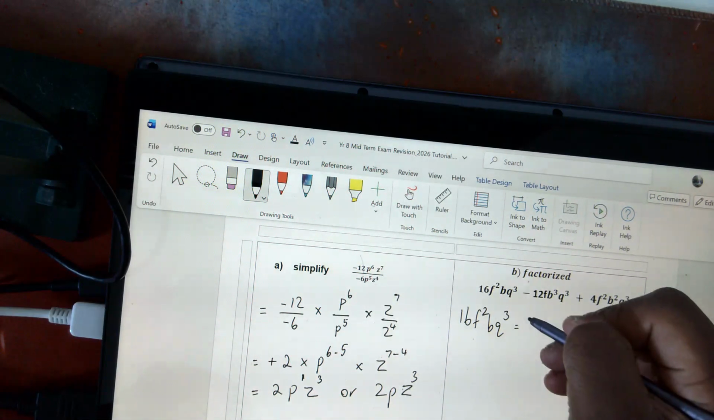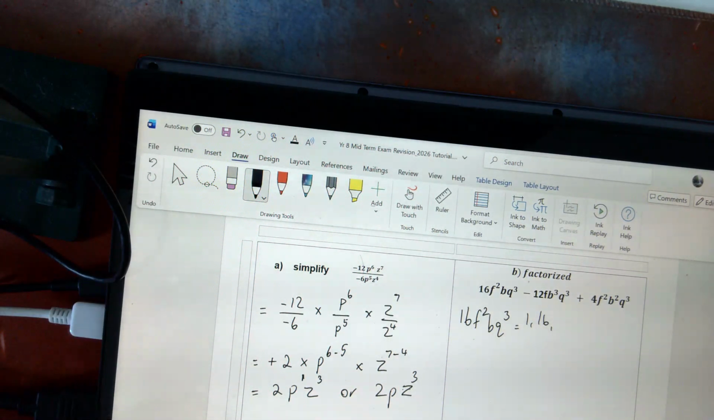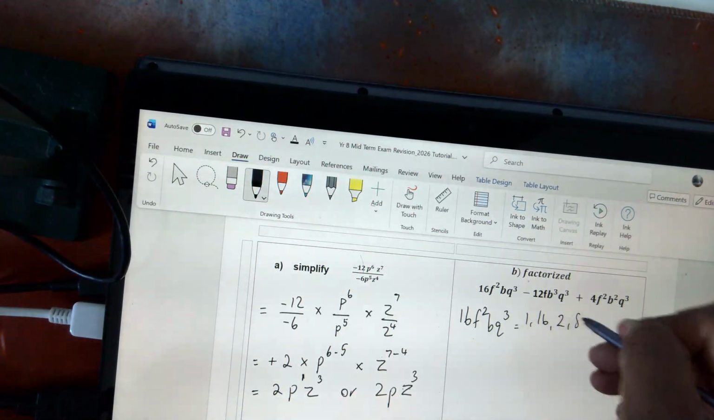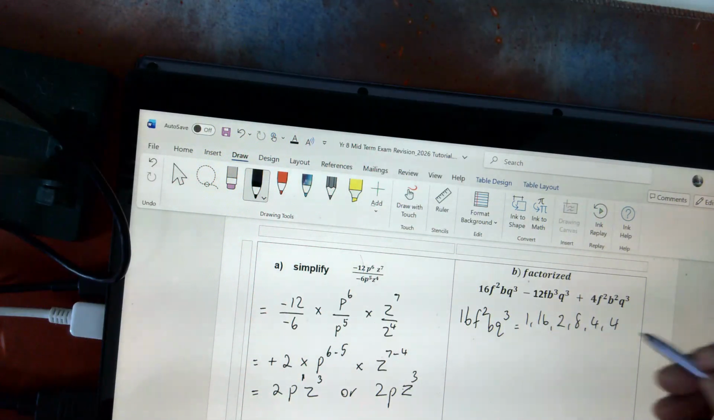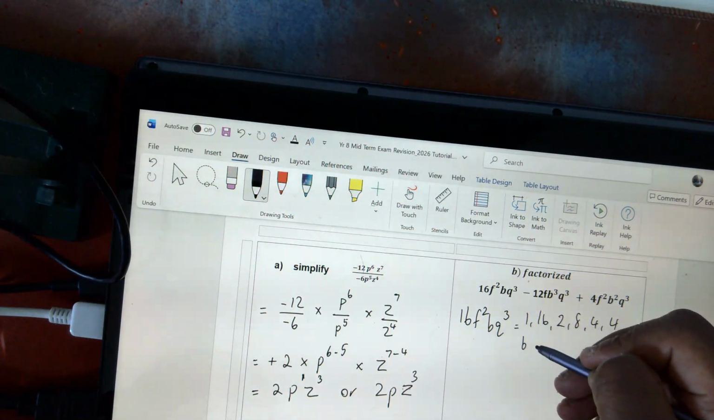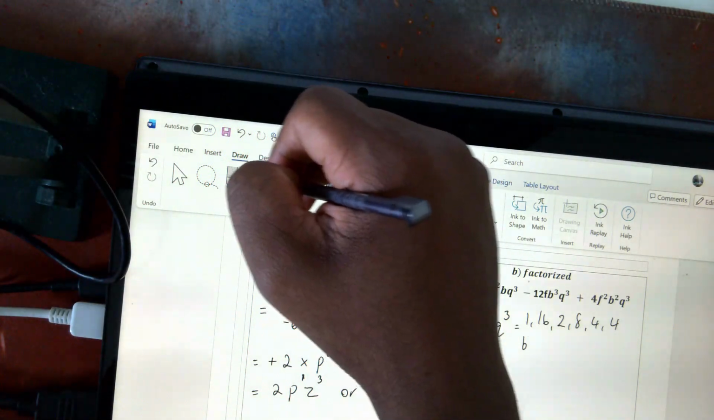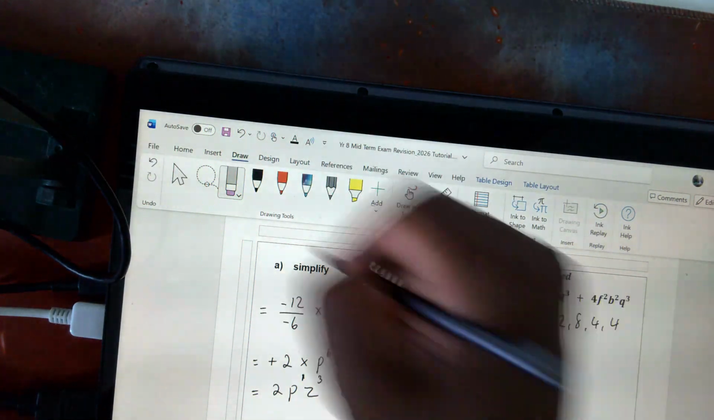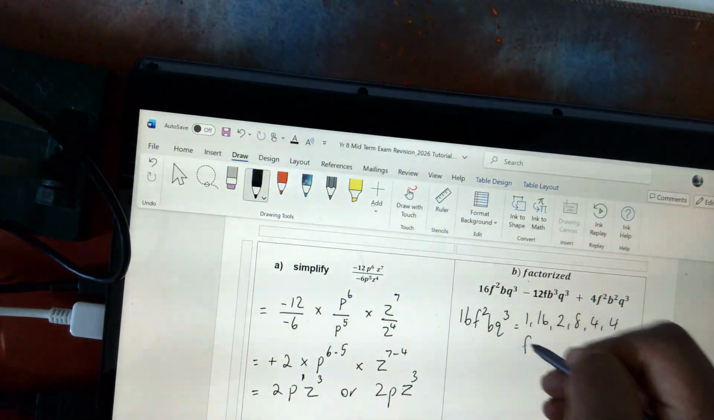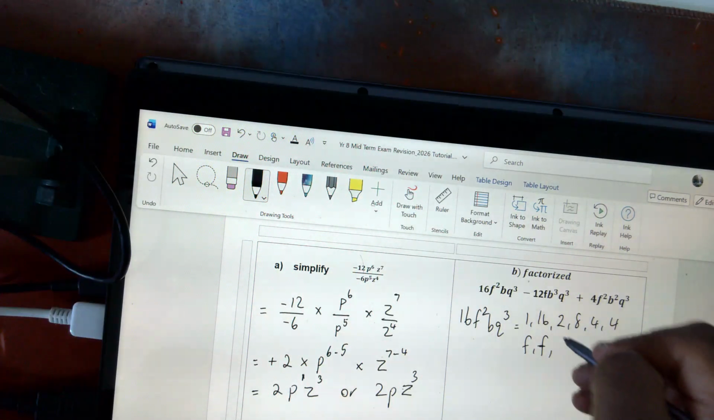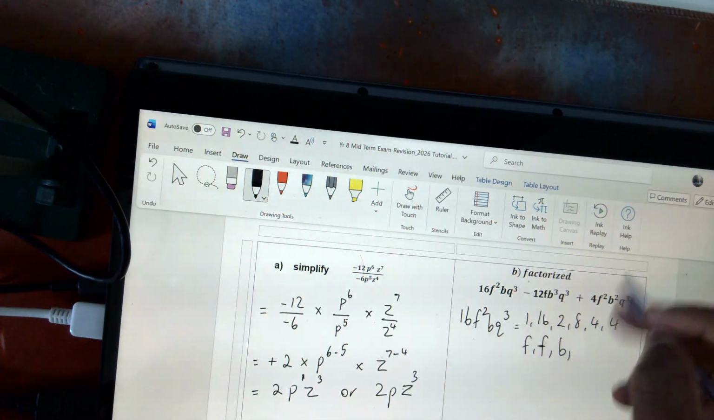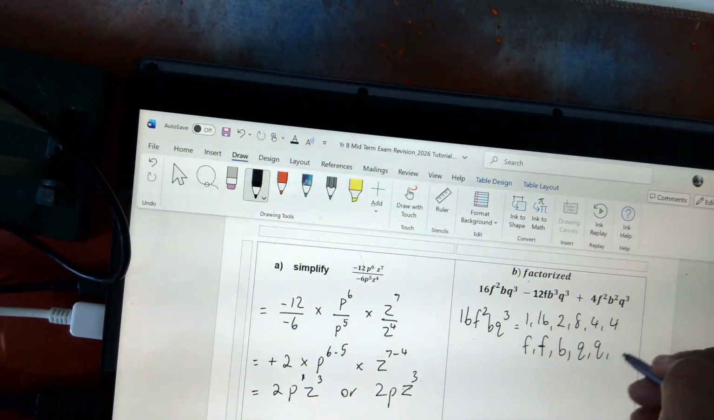Well, we know 16 is 1 and 16. I know 2 and 8 multiplied to give 16, and 4 and 4. And my variables, let's go from the start. I've got f squared, so that's f times f. I've got b, and then I've got q cubed, which is q times q times q.